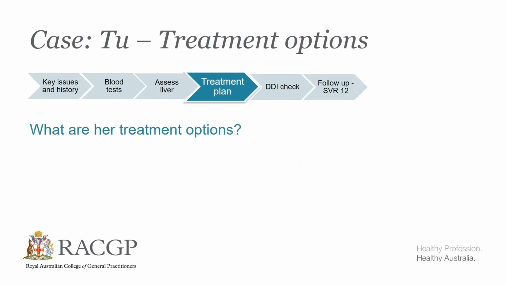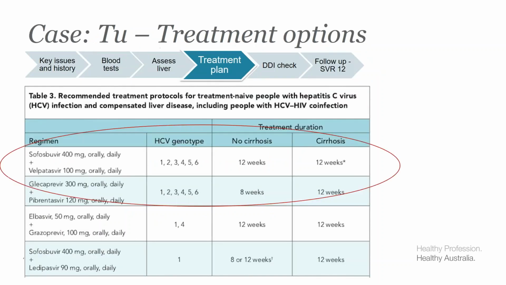Okay, so we're going to consider her treatment options. We again would turn to the GESA consensus statement wall chart. She's eligible for those pangenotypic regimens. She's type 3A, so she's the first two. We've got the Epclusa and the Mavyret that are available there. Given that she's non-cirrhotic, we could use the 8-week regimen of the Mavyret or the 12-week regimen of the Epclusa. She doesn't qualify for the elbasvir and grazoprevir or the Harvoni, given her genotype.